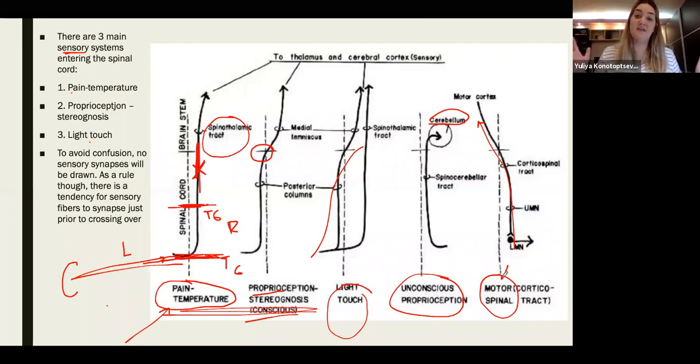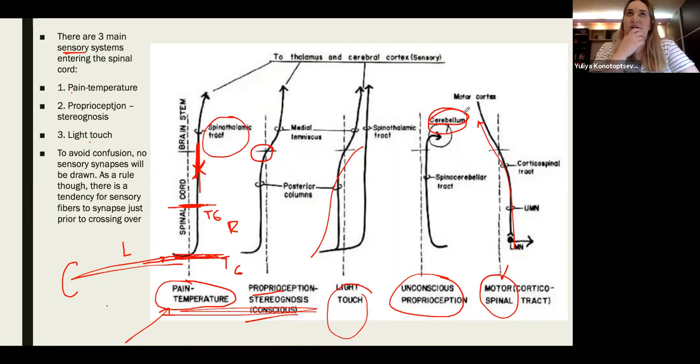The only thing that stays ipsilateral is the one that involves the cerebellum. That's the only thing. Anything with the cerebellum will stay on the same side. So if your patient says, I don't know, I am tilting towards the right side, I cannot stand straight, where is the damage?